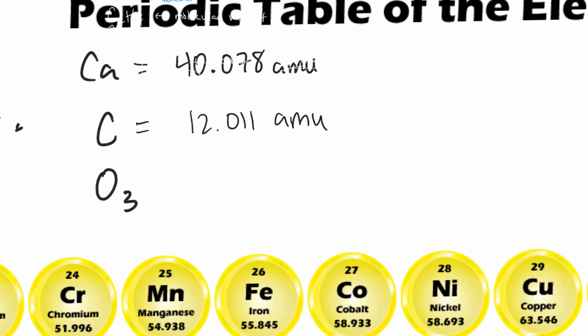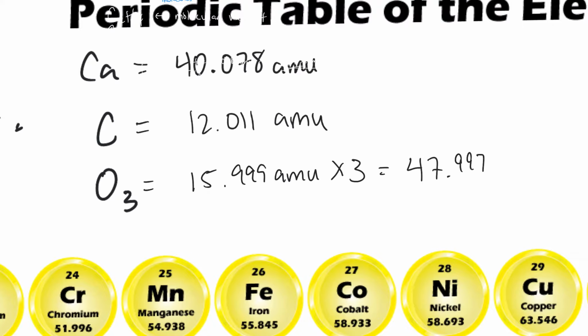So 15.999 AMU, but we have to multiply this number by 3 because there are 3 oxygens. When we multiply this number by 3, what we get is 47.997 AMU.